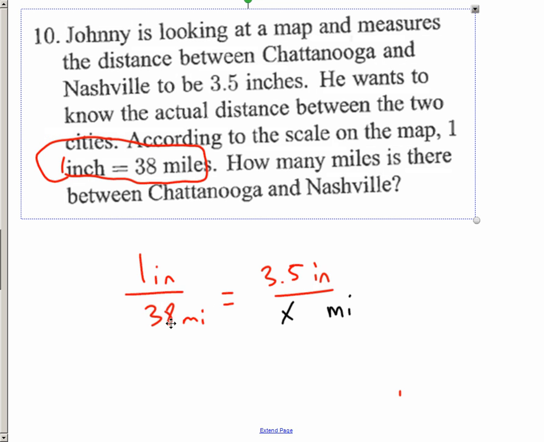Go ahead and multiply 38 times 3.5. You get 133 with that. And then we just divide by this 1 that's left over. Well, anything divided by 1 is itself. So the distance between Chattanooga and Nashville is 133 miles.